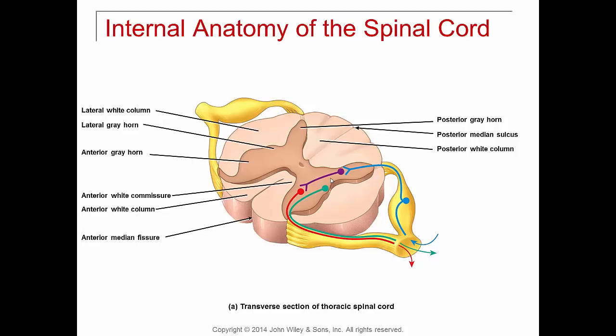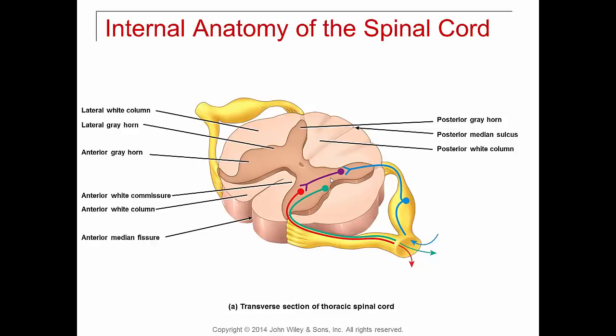The horns of the gray matter are also highly organized. This is based on nerve function. The lateral horns, as you can see here, are very small and are found in only the thoracic and lumbar regions of the spinal cord. This horn is associated with neurons of the autonomic nervous system, which we'll be talking about in a couple of weeks.